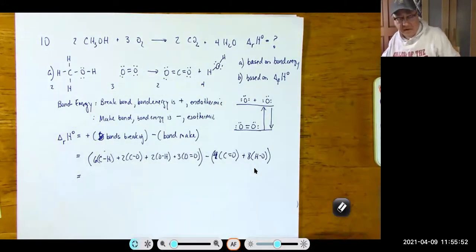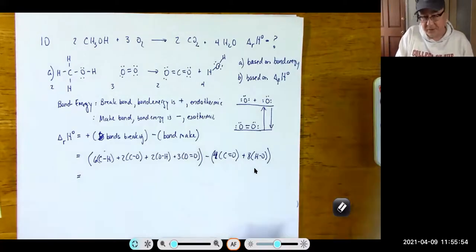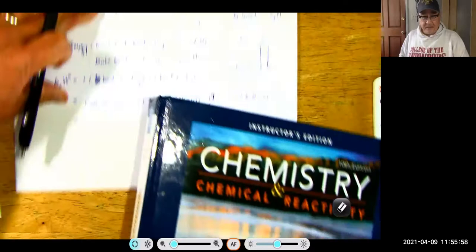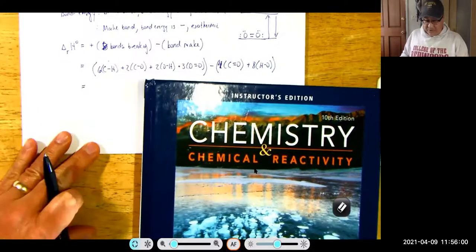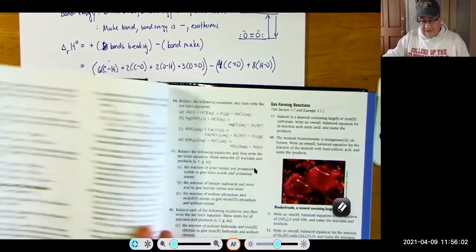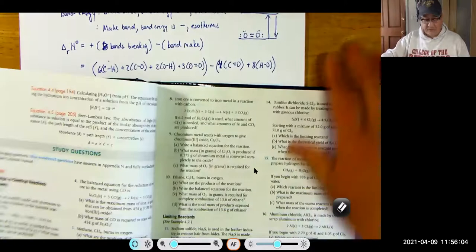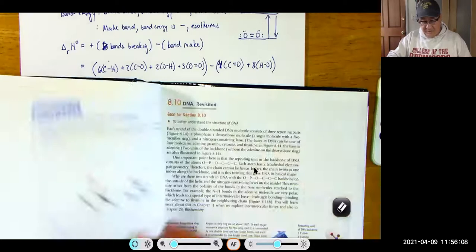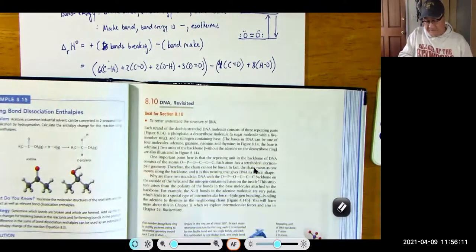Now, no one memorizes these numbers. You just look them up in the book. So let me show you how to look them up in the book. You're not going to be able to use your book on the test, but for a problem like this, I'll give you the numbers. I'll give you a chart. So what you want to do is be able to use a chart if given one.